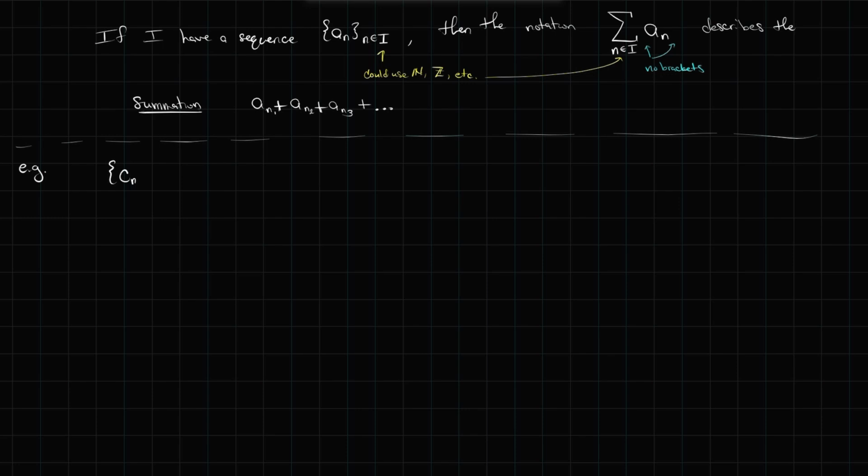Let's do c sub n. n is in the index set 1, 3, 5, and 7, where c sub n equals n squared minus 2n. Okay, so what does this mean? Compute the sum over n in 1, 3, 5, 7 of c sub n. Well, I know what c sub n equals.